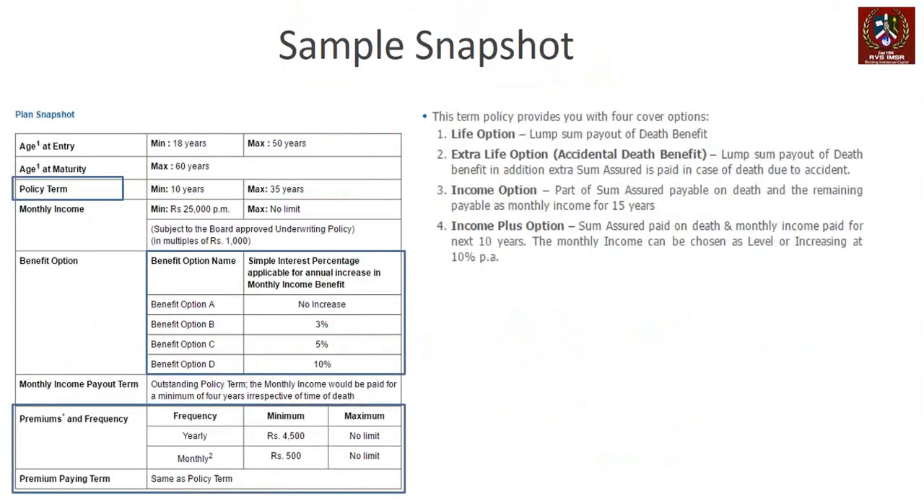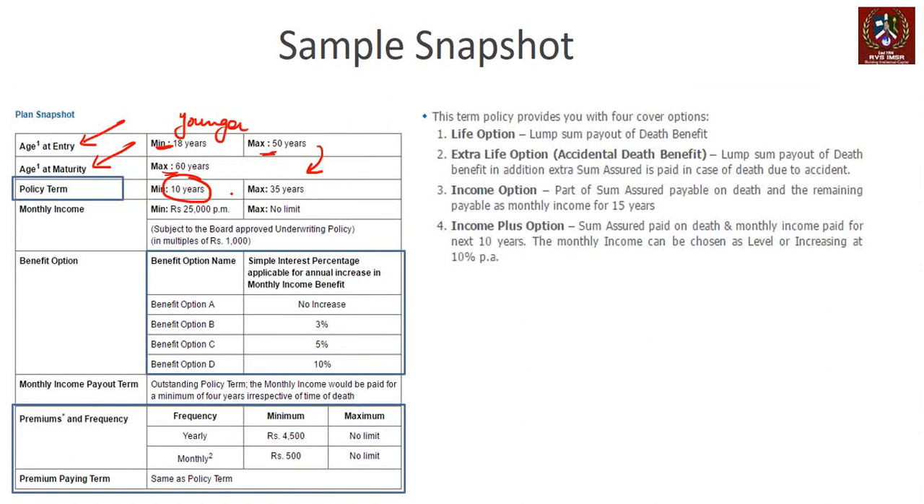Let's take a sample snapshot of a policy. How does a policy look like? And this is just one sample snapshot. There could be other kinds of policies that exist here, right? So typically a policy would say what is the minimum age and what is the maximum age. So minimum 18 years old, someone can take it, maximum 60 years old can take it, and you have to have a minimum term of 10 years. So if you're 50, you cannot have a policy of more than 10 years, which is 60. You will note that it makes more sense for younger people to take insurance.